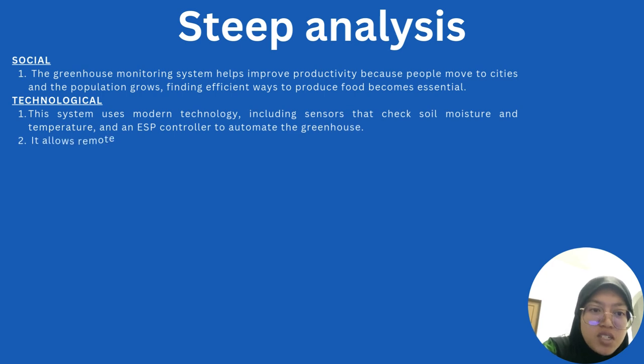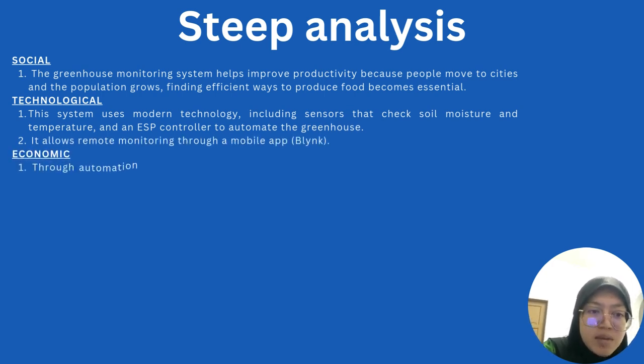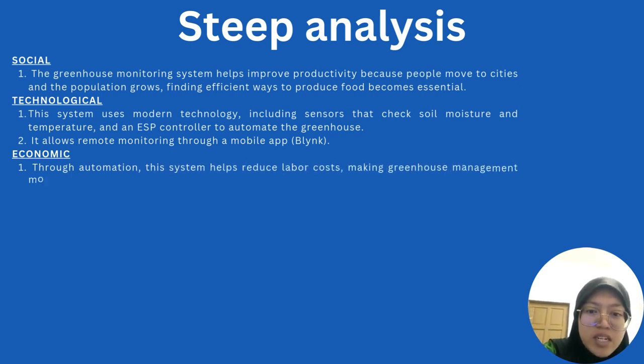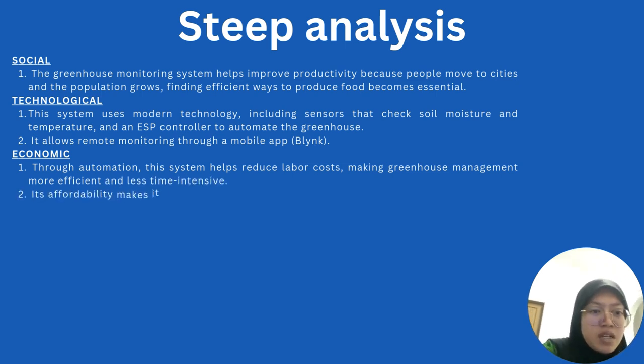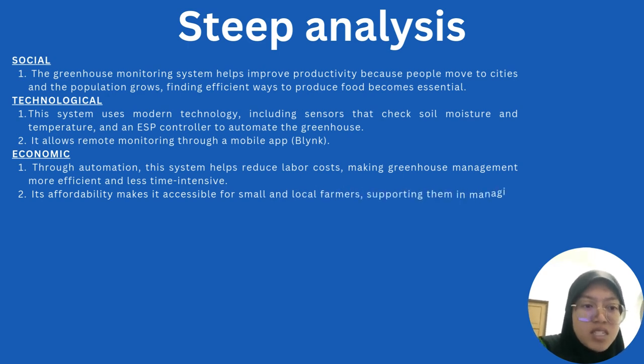to automate the greenhouse. For economic, through automation, this system helps reduce labor costs, making greenhouse management more efficient and less time intensive. Its affordability makes it accessible for small and local farmers and supports them in managing their crops more efficiently.